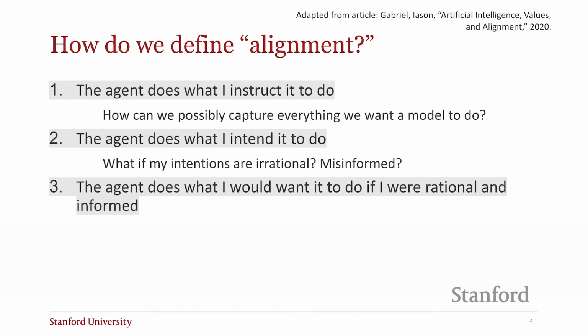Okay, then let's say we want our agent to do what I would want it to do if I were rational and informed. This way, we avoid lapses in judgment or errors from limited information. But this doesn't prevent us from wanting unethical or harmful things. Depending on our notion of rationality, which we won't get into here, and however informed we are, we can still arrive at desires that seem to be nevertheless morally reprehensible.